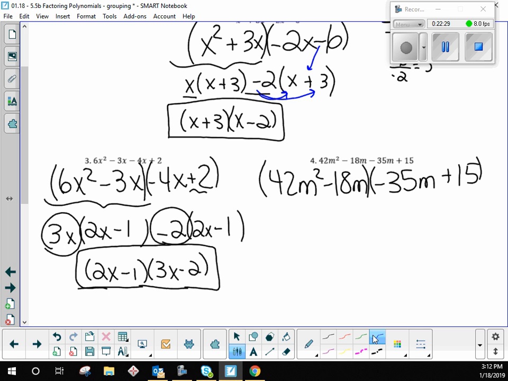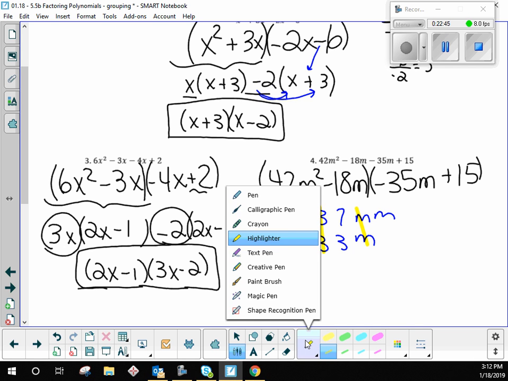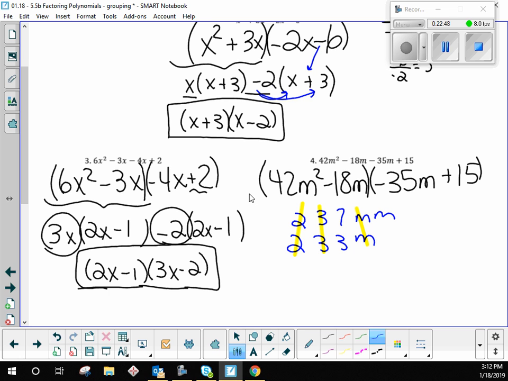You can say, okay, 42 is 2 times 21, which is 3 times 7, and I have 2 m's. 18 is 2 times 9, which is 3 times 3, and I have 1 m. Find what they have in common. They have a 2 and a 3 and an m. And that's their GCF. So you would write down 6m. And then the leftovers in parentheses is left with 7m plus 3. Okay? So if you feel like now that we have this new stuff, you're sort of forgetting the old stuff, remember it all goes together.